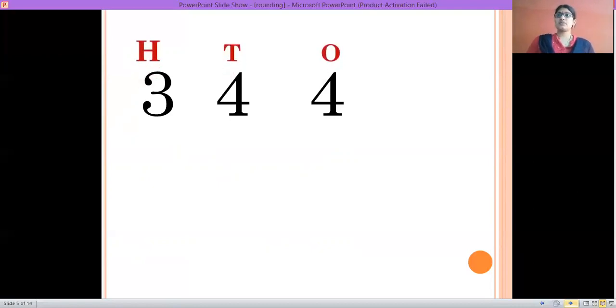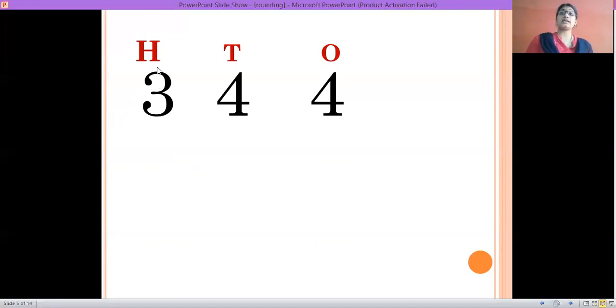So first we'll write our places. Okay, we know what the places are, right? We always start from our right hand side. Here 4 is in the ones place. This 4 is in the tens place. 3 is in the hundreds place. So first we'll write the places.